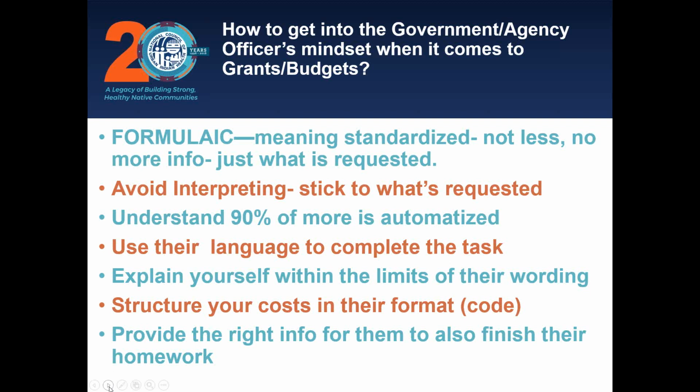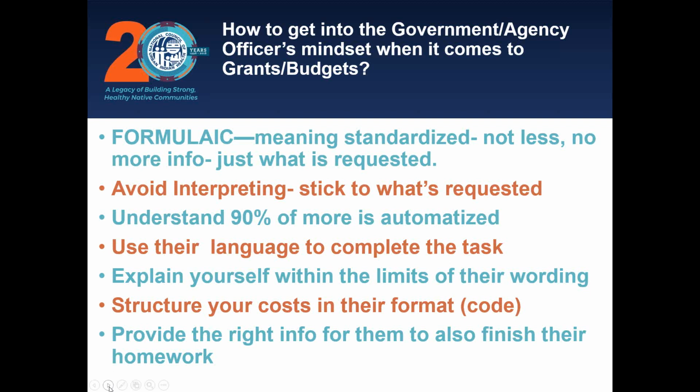There is no room for them to interpret anything until they read your narrative and they check your budget to see if it is well aligned. Then I would say, in general, in your budget, in the budget narrative, and in your grant, explain yourself within the limits of the wording that they use. Do not go further into explaining anything else.